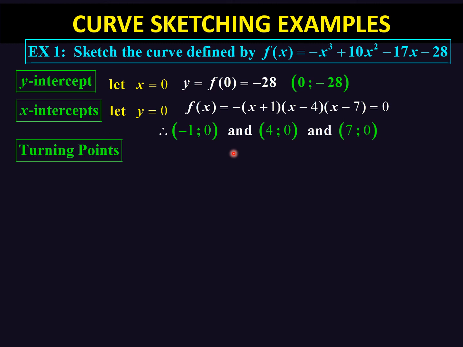Then we need to find the turning points. How do we get the turning points? Determine the first derivative. Come, let's try the first derivative. Write it down. Come, let's check whether you have it right. First derivative, and we equate it to 0. So there, that's right. It's negative 3x squared plus 20x minus 17. What type of expression is this? Quadratic.